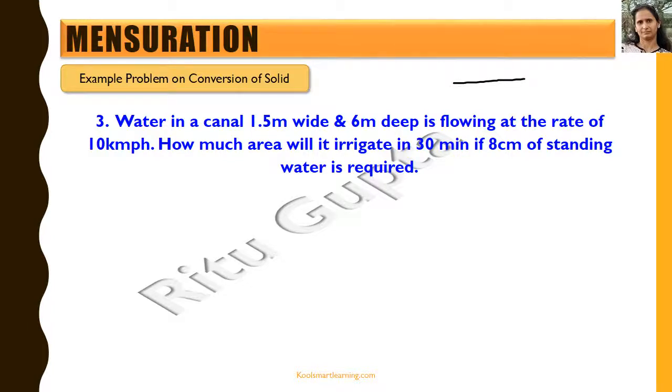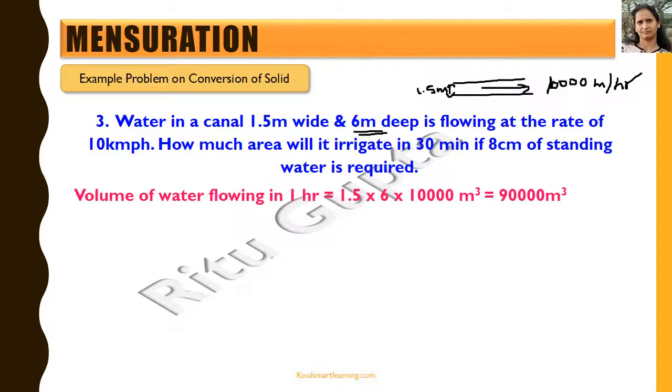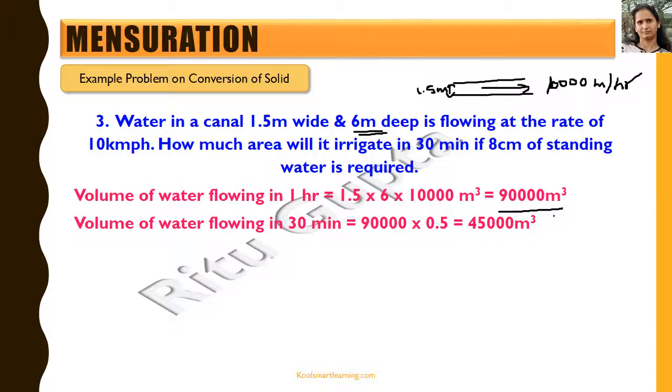So we are saying this is the canal which is flowing, and this width is 1.5 meter and its depth is given to be 6 meter, and the rate at which the water is flowing in this is 10 km per hour, which can be said to be 10,000 meter per hour. So we'll first find out the volume of water that flows out in 1 hour. This will be equal to 1.5 into 6 into 10,000, which comes out to be 90,000 meter cube. Volume of water flowing in 30 minutes will be half of that, which is 45,000 meter cube.